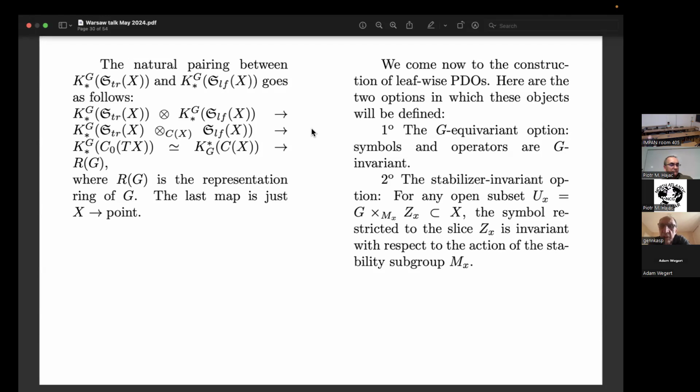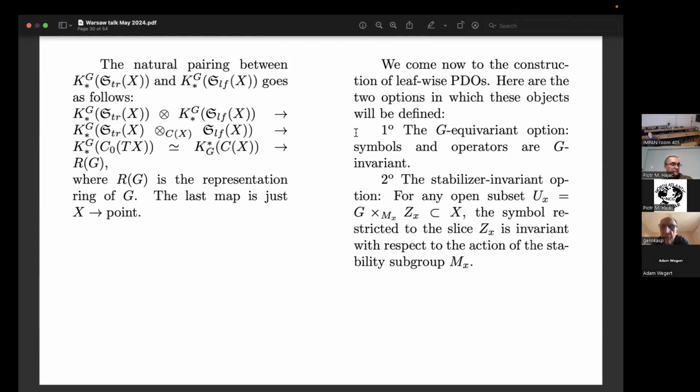the construction of leafwise PDOs. I spent quite some time on this because the structure of the orbit space may be very complicated, so one needs to approach it in a good way. Well, first of all, I want to say that the construction will be given more or less. I will explain how it is done.